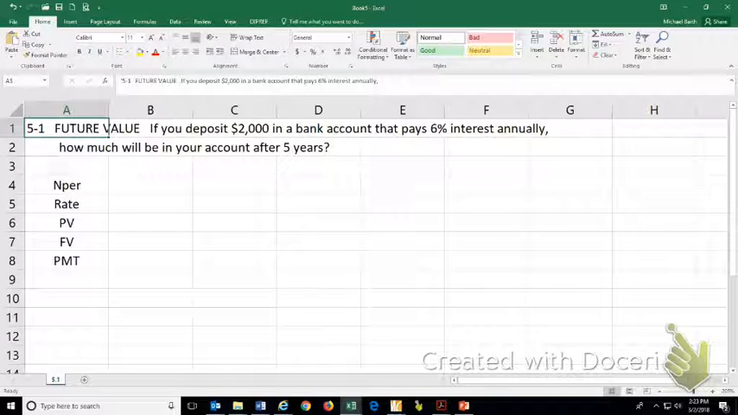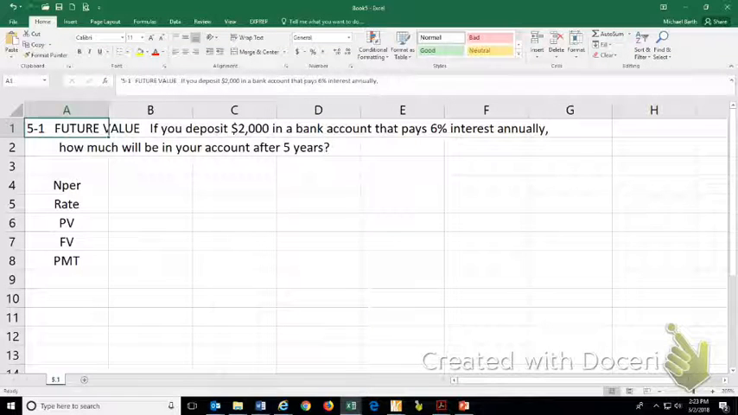This is problem 5.1 from chapter 5 of Brigham and Houston's Fundamentals of Financial Management, Concise 9th edition. Here we're trying to solve for the future value of a deposit in a bank account.